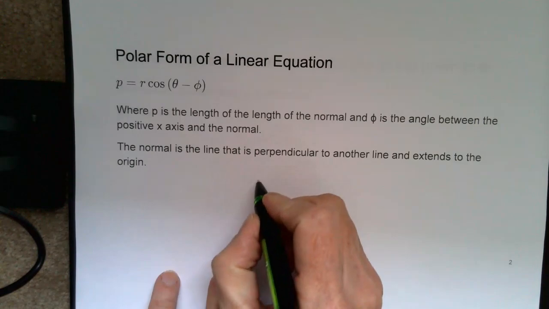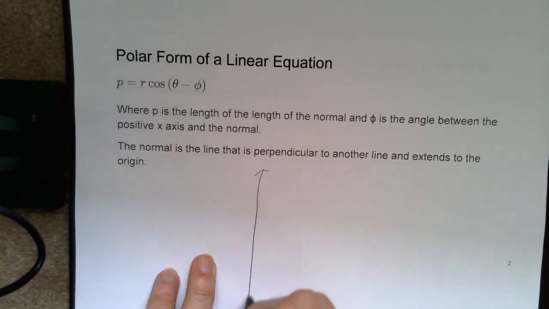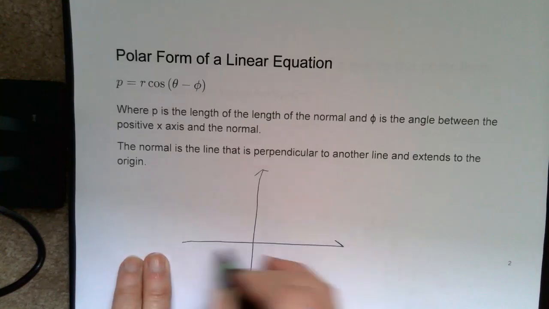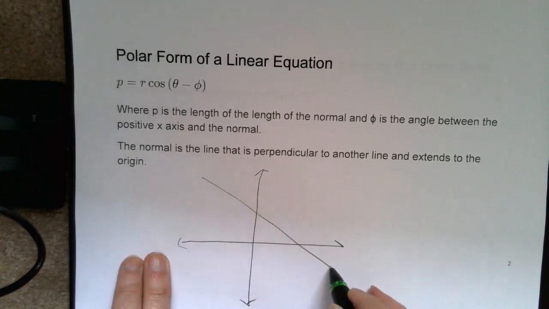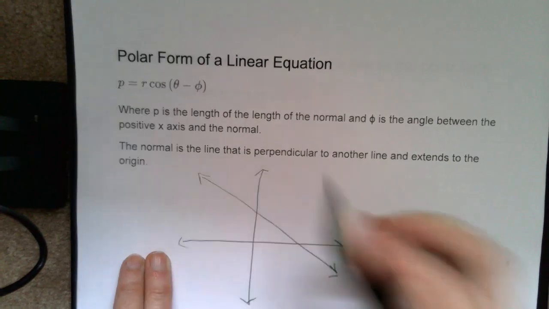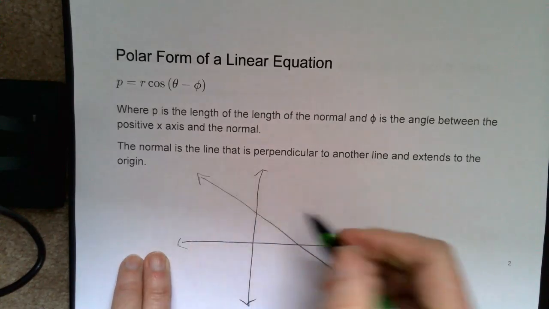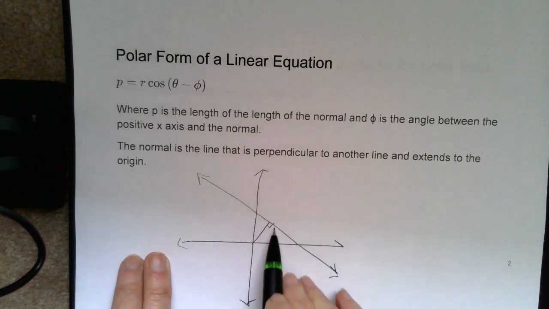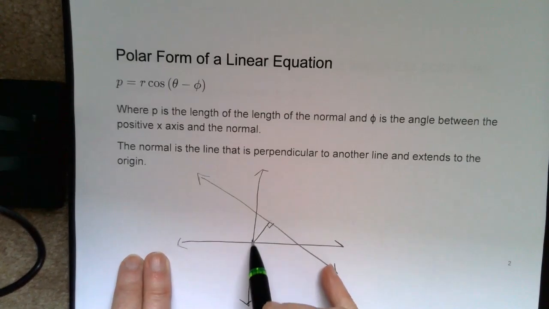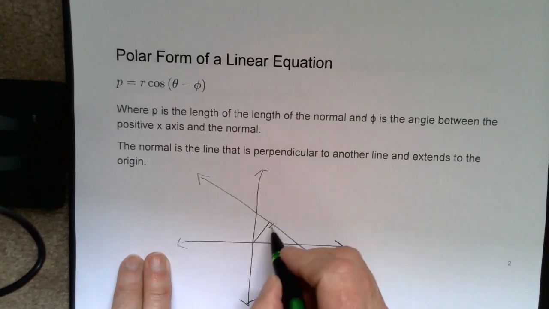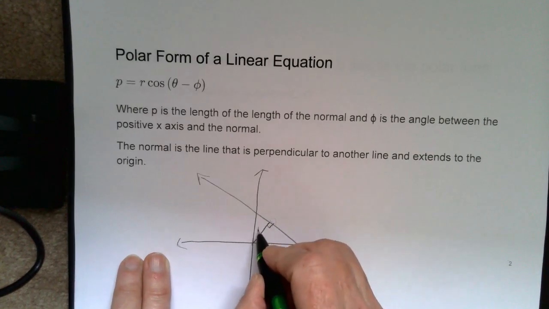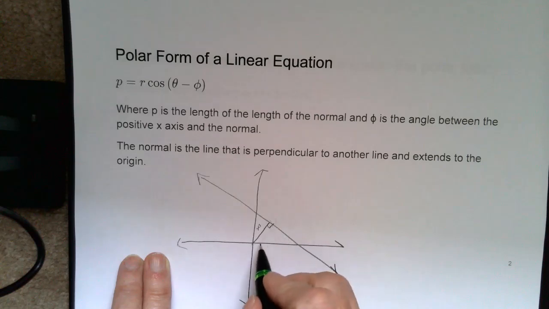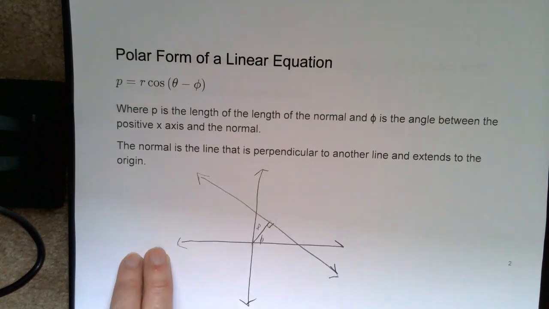So in other words, if I have on a coordinate plane, let's say this line right here. The normal is a line that's perpendicular to the line that you're talking about, and it extends to the origin. So this right here is the normal. The length of this is p, and this right here is going to be your phi.